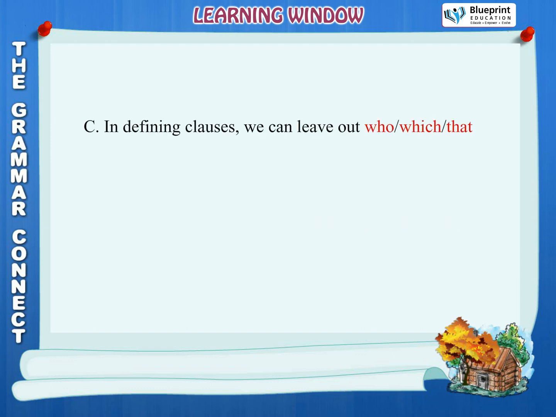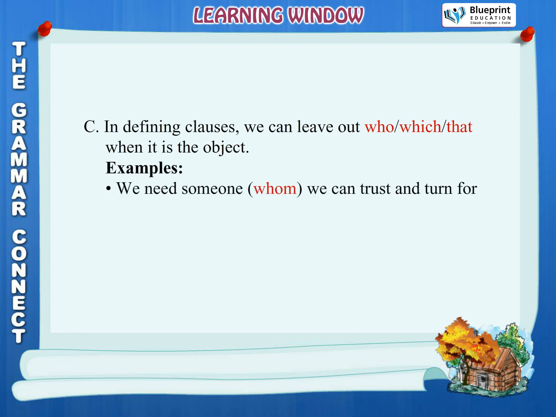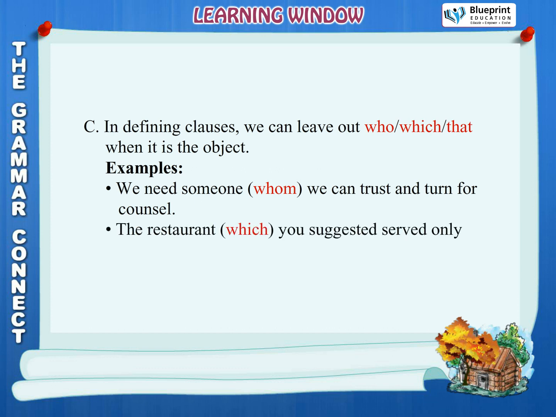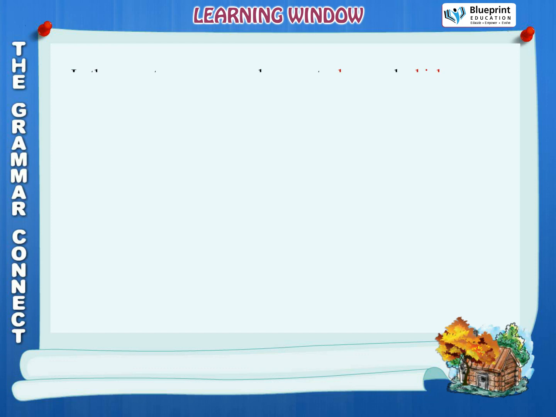C. In defining clauses, we can leave out who or which or that when it is the object. Examples: We need someone whom we can trust and turn to for counsel. The restaurant which you suggested served only organic food. In these sentences, we can leave out whom and which.